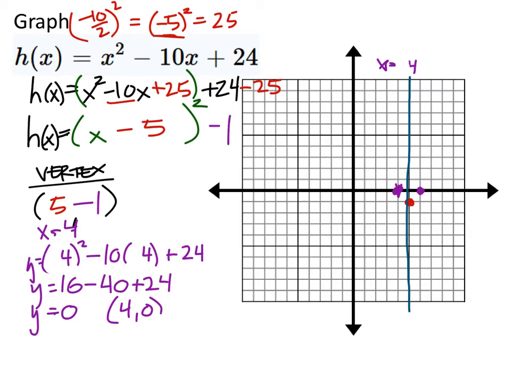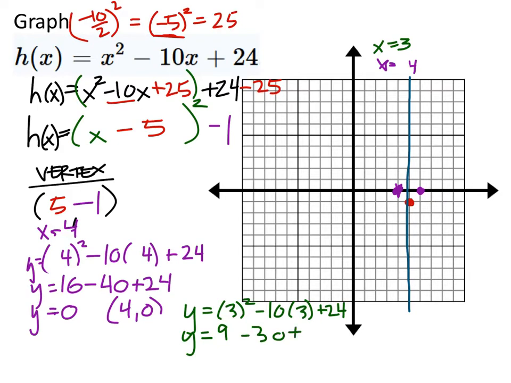Alright, one more point then. Again, I'm going to move closer to my x-axis. So the next point I'm going to choose is where x is 3. And we'll find the corresponding y value for that. 3 squared minus 10 times 3 plus 24. y equals 9 minus 30 plus 24. So y is 3. So where x is 3, I've got a y value. I got 3, 3, which would be right here.